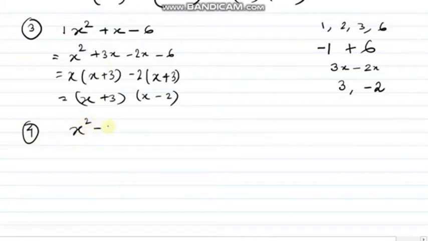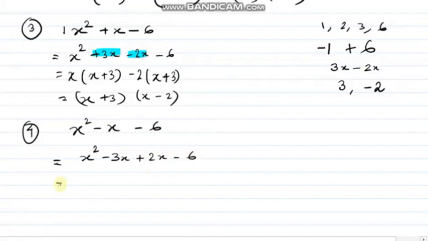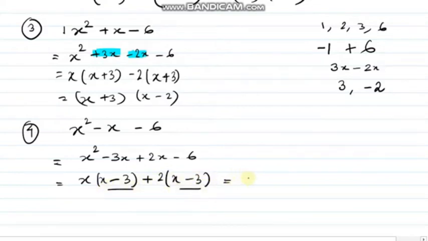Next one, x square minus x minus 6. Minus x. Previously we needed plus x, so I had done plus 3x minus 2x, right? But now I need minus x. So what am I going to do? Minus 3x plus 2x. So it will be x square minus 3x plus 2x minus 6. If I take x common, it will be x minus 3. Then 2 common, it will again be x minus 3. We can take x minus 3 as the common factor. So x minus 3 into x plus 2.